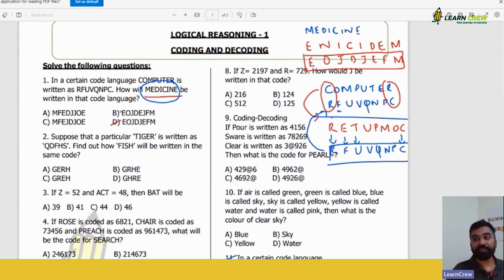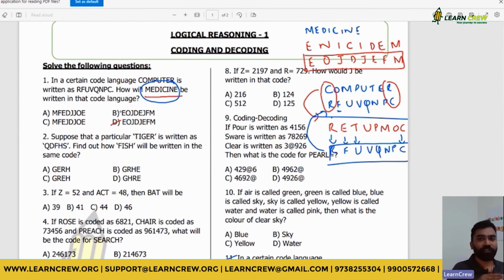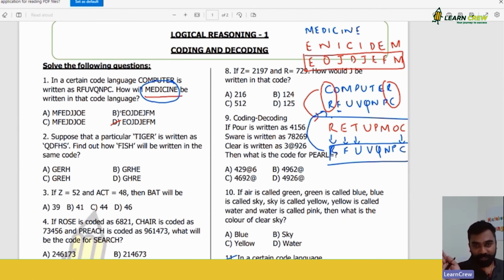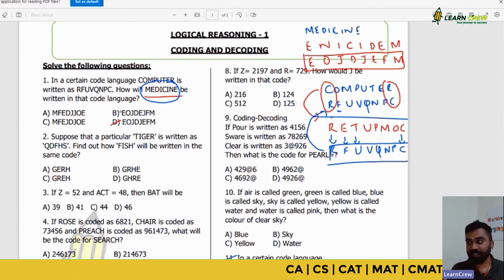Is the concept clear? Where these become like a sequence. Only if you know the numbering of the alphabets, it is fine. But you need to identify which sequence they have asked.